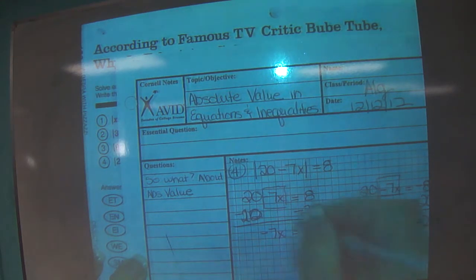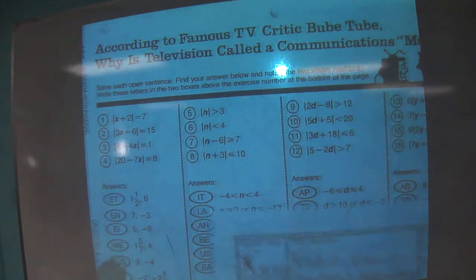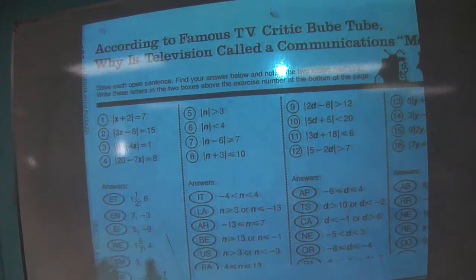Then you're going to isolate the variable. So divide everything by negative 7, and yes, we're flipping the sign, but it doesn't look any different. x equals 12 sevenths, x equals 4. And 12 sevenths is the same as 1 and 5 sevenths. So x is equal to 1 and 5 sevenths and 4. If you look at your answer sheet, it says 1 and 5 sevenths and 4. That's why you have 2 answers.